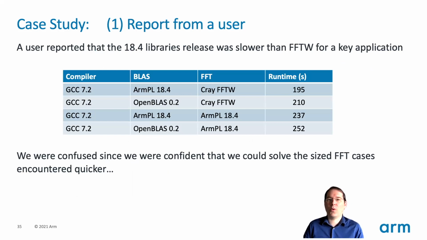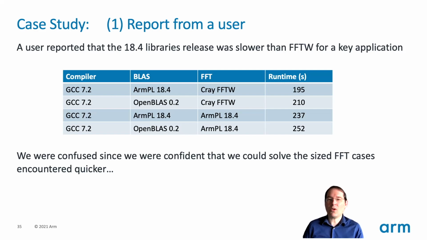Another case where we were able to learn something useful was a user reported to us that when they were compiling up their application, using us as the implementation of the BLAS functions, but FFTW provided by Cray as the implementation of the FFTWs, they got faster performance from FFTW's cases rather than ARM performance libraries. And in this case, you can see that the BLAS difference here, ARMPL was faster than OpenBLAS, but we're talking a couple of years ago for this case.